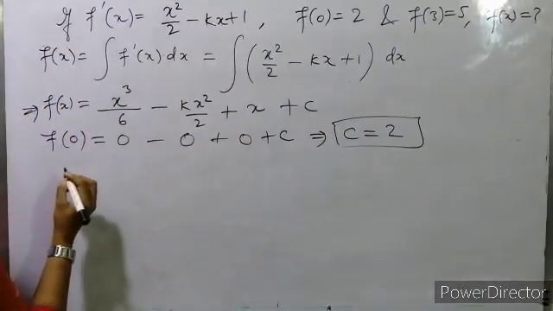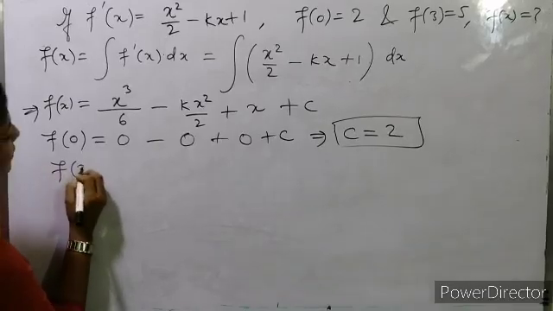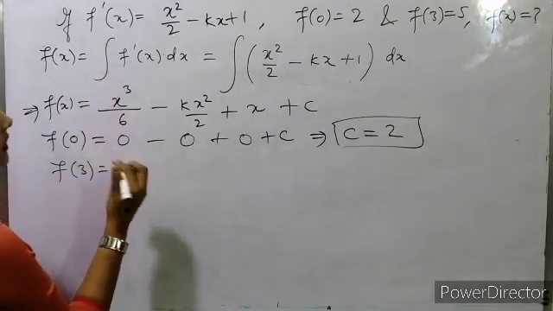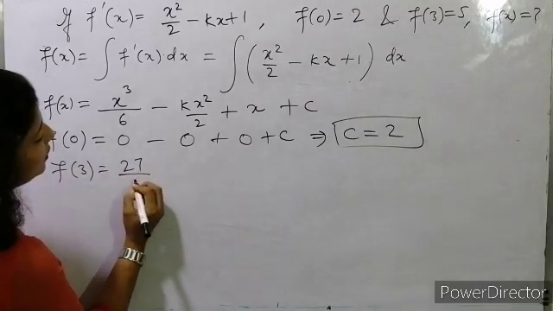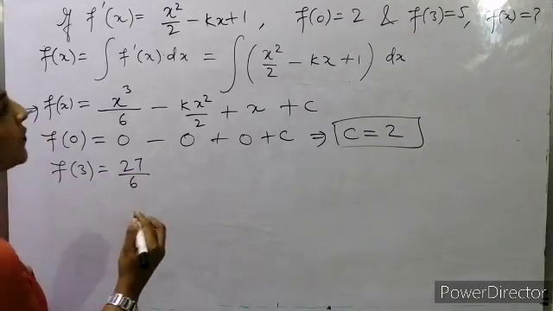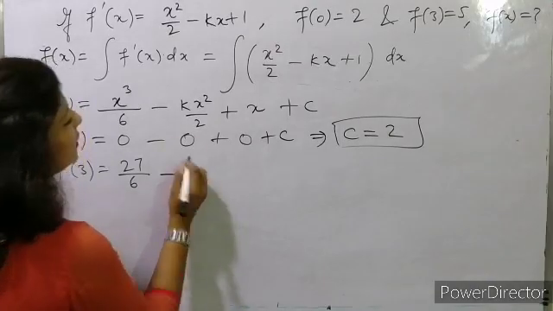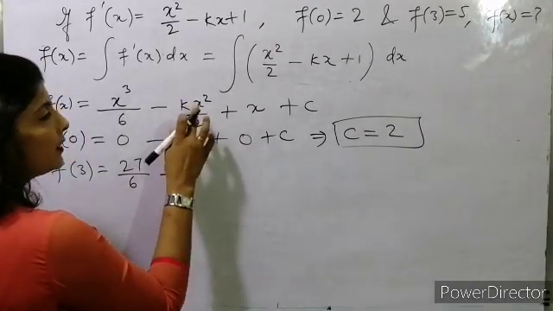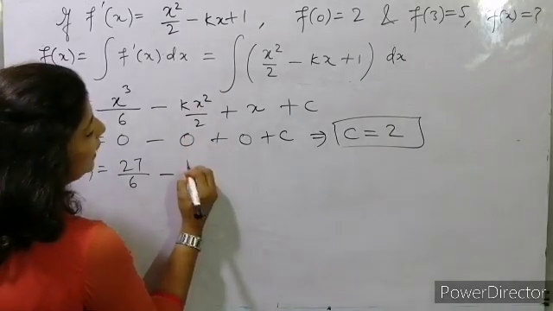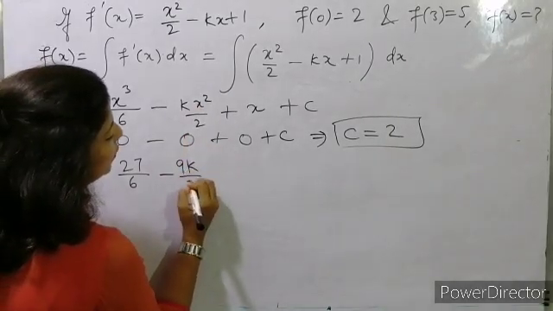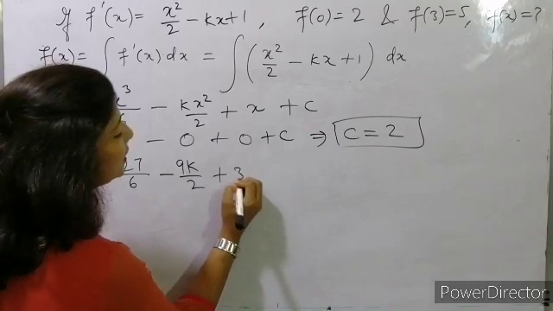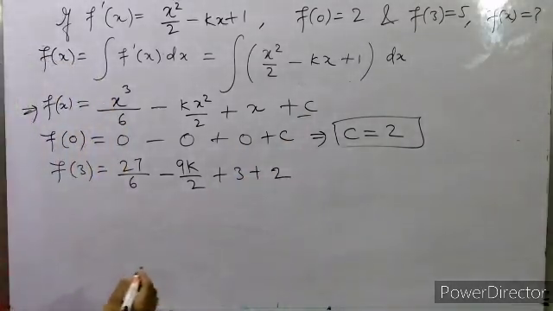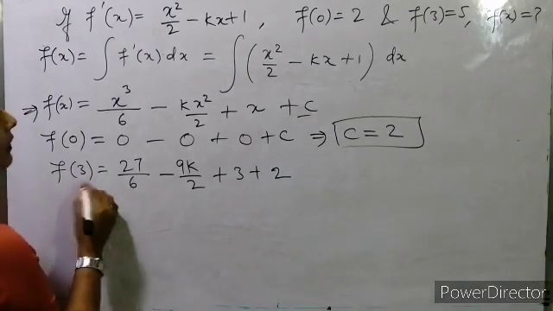ठीक है, now f(3) का value we have to find out. f(3) का value will be 3 into 3 into 3, that is 27 upon 6, minus k and 3 square, that is 9. So 9k upon 2 plus 3 plus c, c का value is 2. Okay, and this value is given as 5.